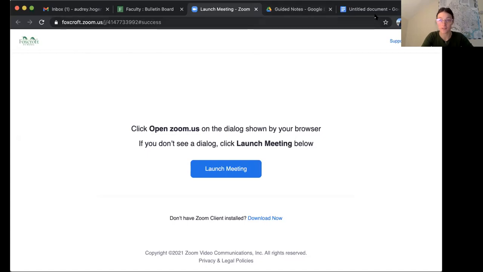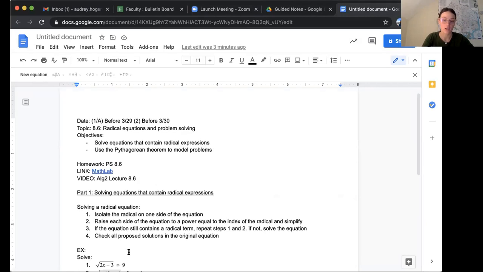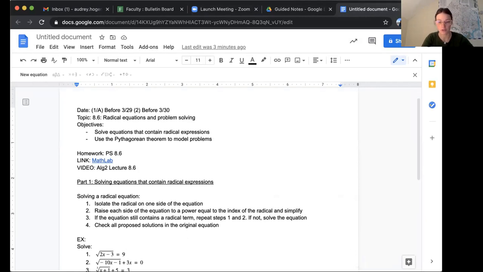Okay, so today we are doing the second to last section of chapter 8, which I thought was the last, but I was wrong about. And that is 8.6, radical expressions and problem solving. So without further ado, let's do part 1, solving equations that contain radical expressions.